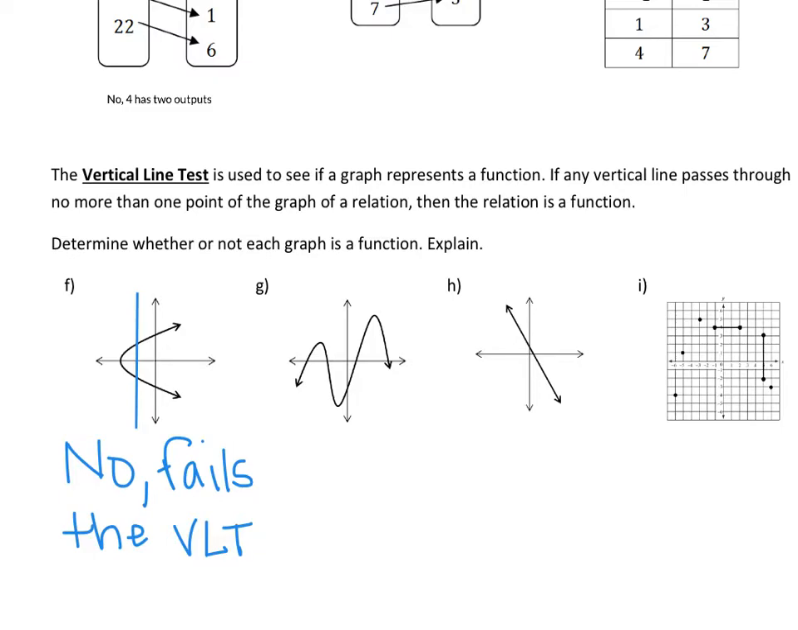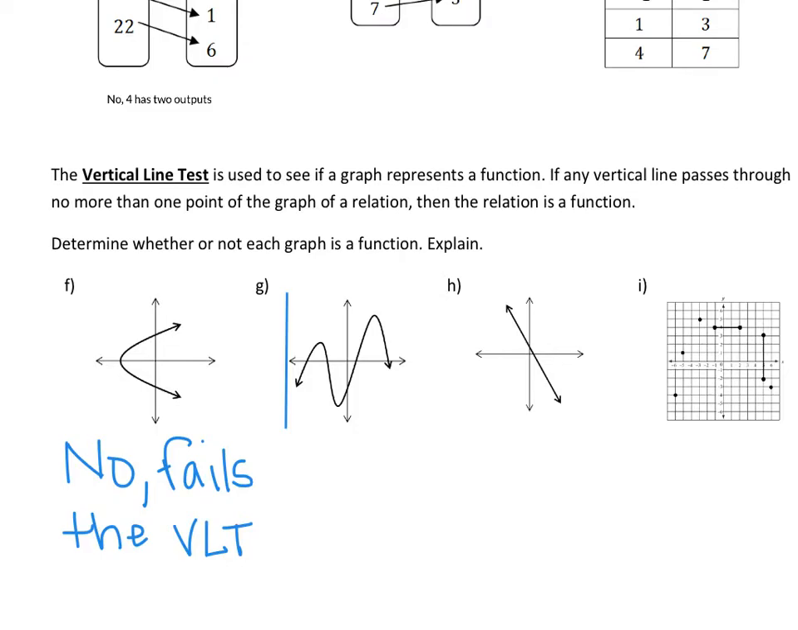Let's go ahead and look at letter G. I'm going to use our same vertical line. So let's bring it over. Again, I want to move it from left to right, and I want to make sure that it touches at only one point on our blue line. If the graph touches more than one point on the blue line, it fails the test.